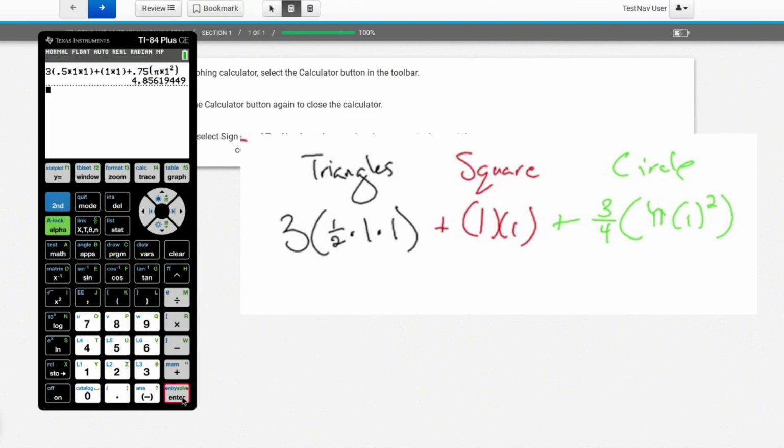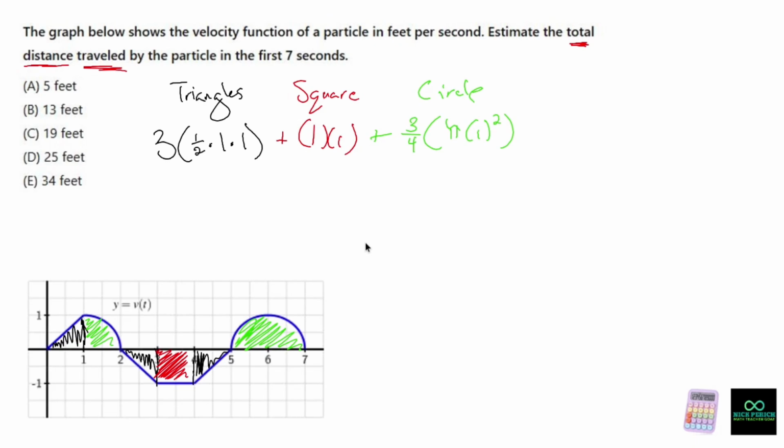And we'll get 4.85, so that rounds up nicely to 5-ish. And since I got somewhere in the 5-ish range, the answer is going to be 5. And that's how you do it.